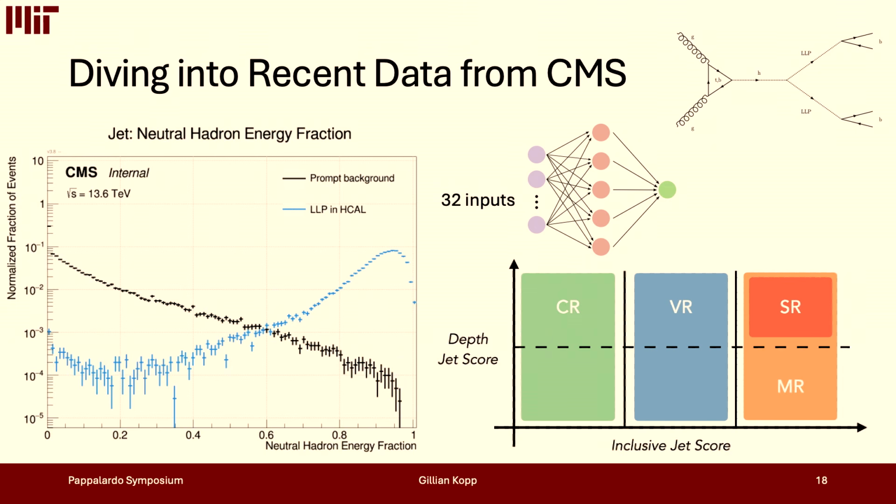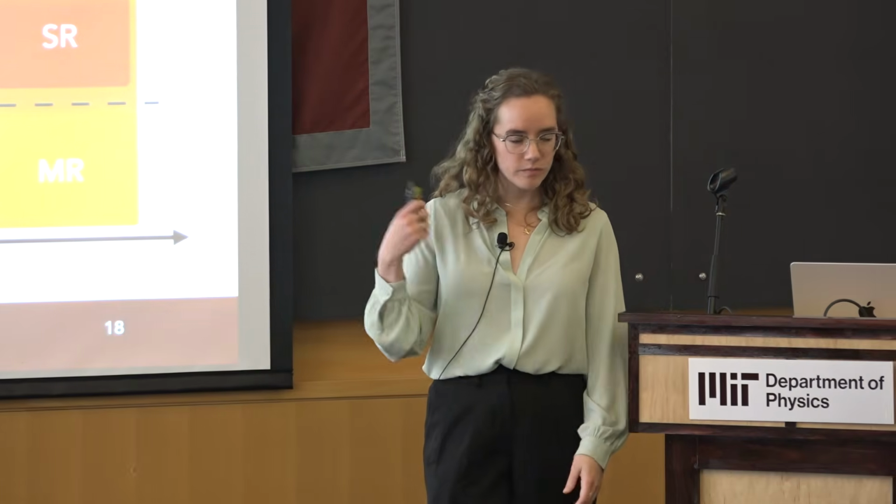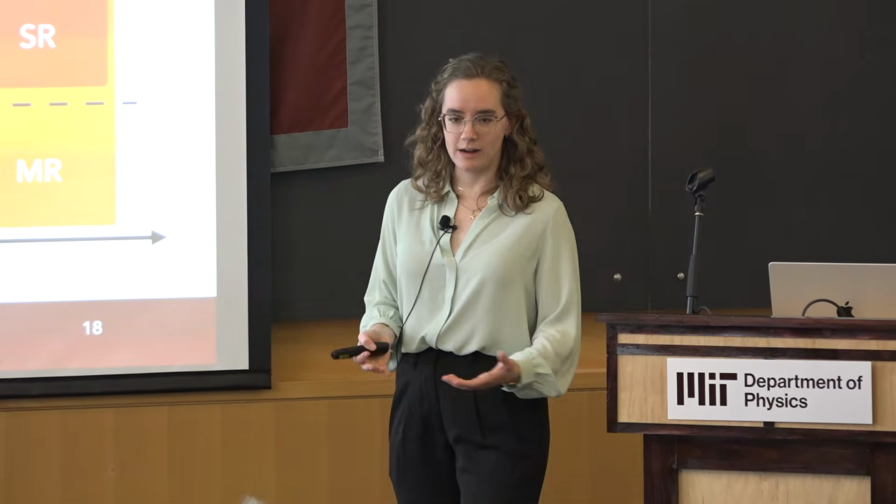So I look at this variable and about 32 others, and then use the power of artificial intelligence, particularly a deep neural network. I input all of these variables into that deep neural network, which can output a discriminator, a score that can help better separate the signal from the background. And then using that, we have an analysis designed.